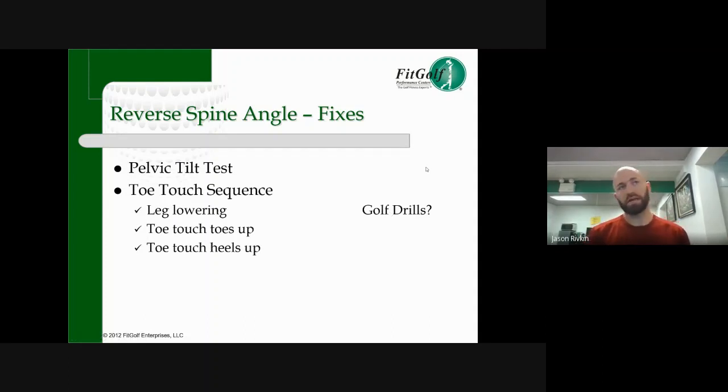The fix for spine angle in terms of pelvic tilt would simply be working on pelvic tilts. Greg showed you a couple of those exercises. The inability to touch your toes leads to reverse spine angle. We just talked about that at length.